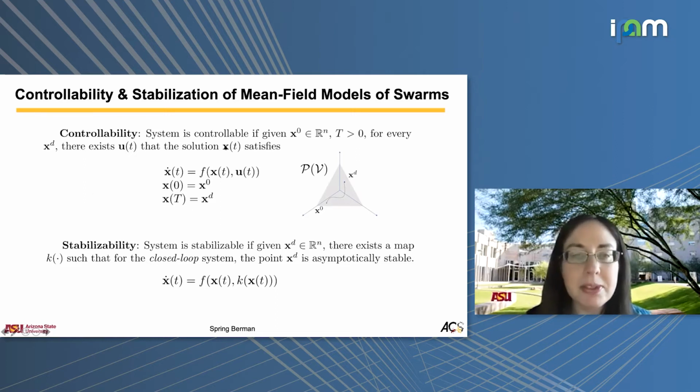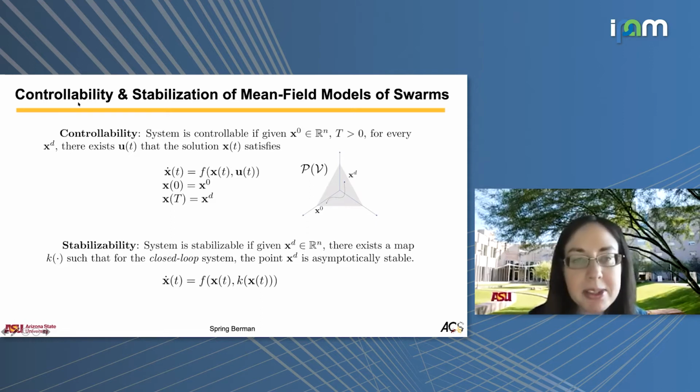This is just a brief summary of what these properties mean, illustrated for an ordinary differential equation system, which doesn't have spatial dynamics. It's just keeping track of the numbers or populations of robots in different states over time. So you have some control system, x dot equals f of x, u. We say the system is controllable if, given an initial distribution of robots among different states, for every desired equilibrium, so if we want to drive the system to a certain equilibrium distribution, there exists some control input u such that at some finite time your system ends up at x_d.